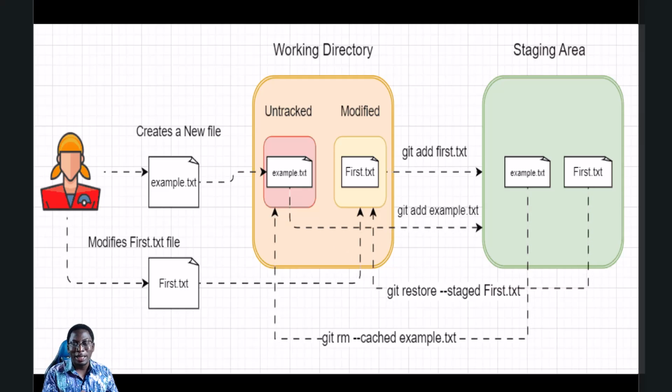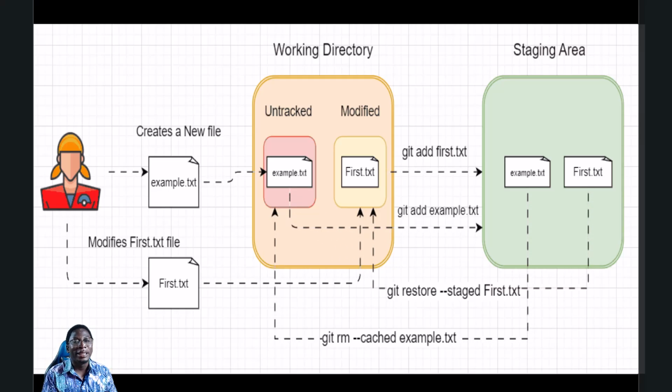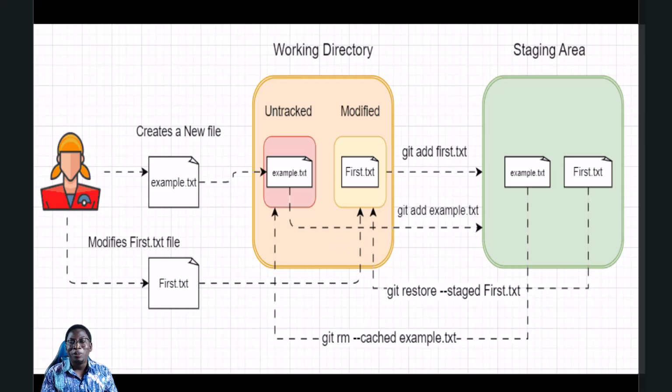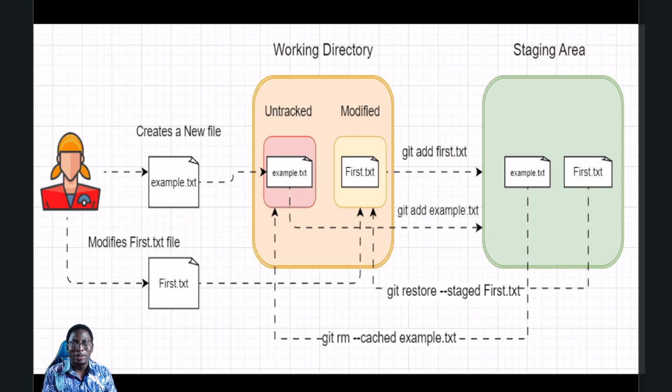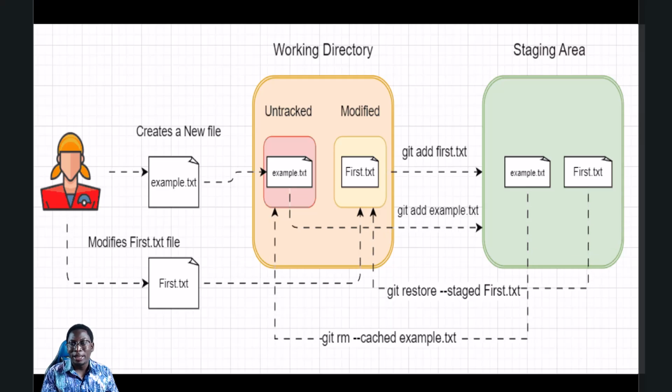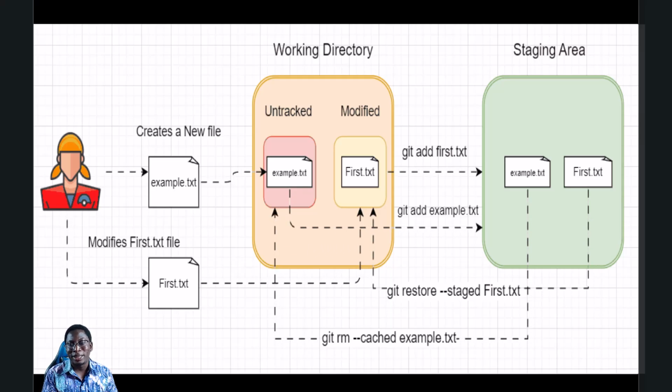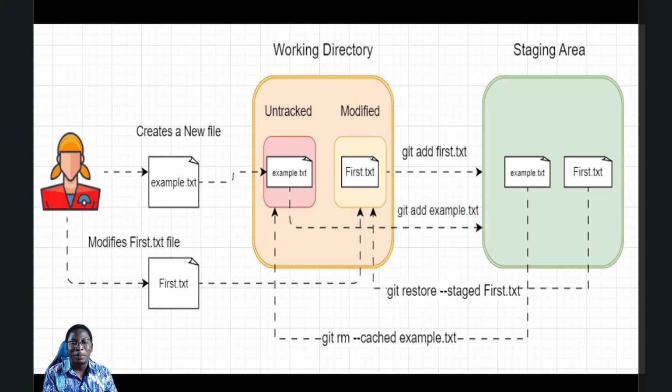These are intermediate areas where you prepare files that will be part of the next commit. When you run git add, you move changes from the working directory to the staging area. These changes are then staged for committing. Unstaged changes are the modifications made in the working directory that haven't been added to the staging area yet.